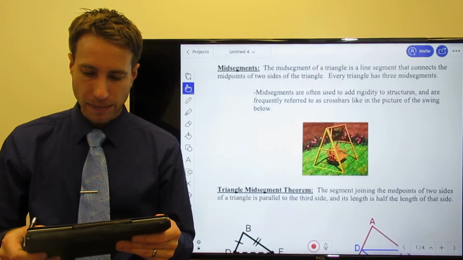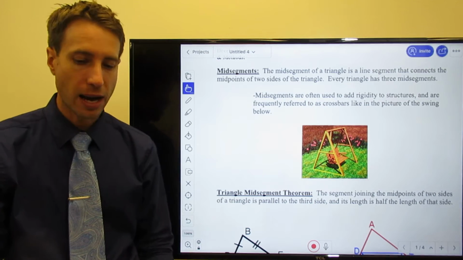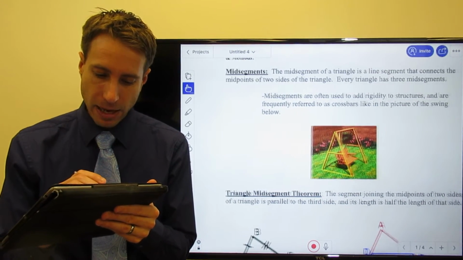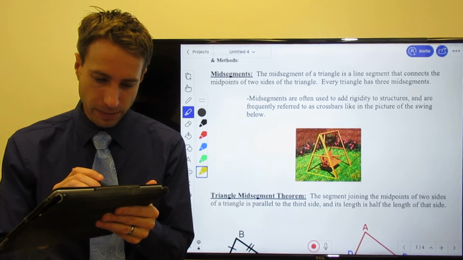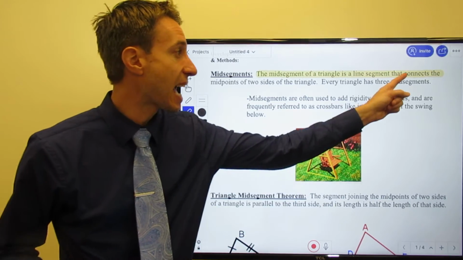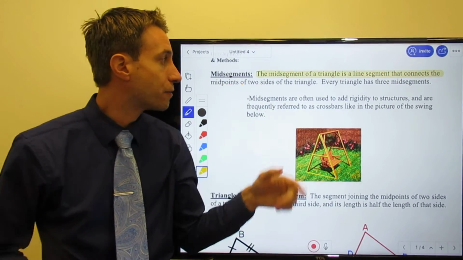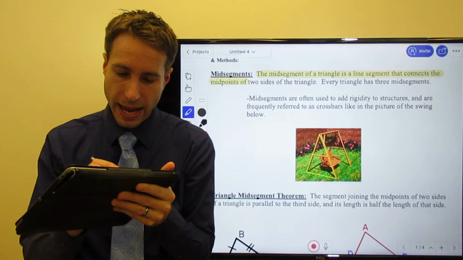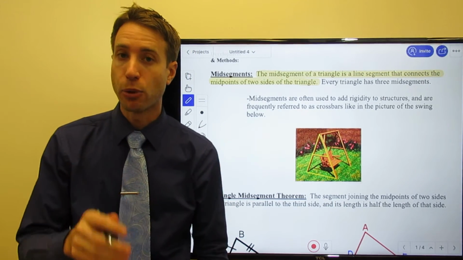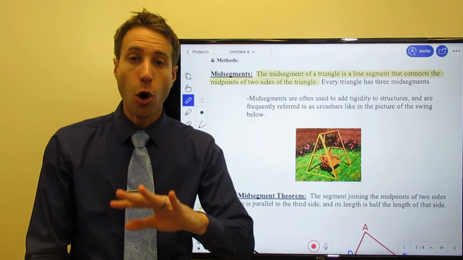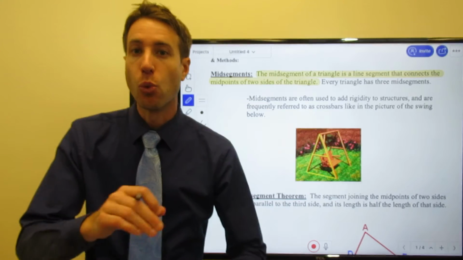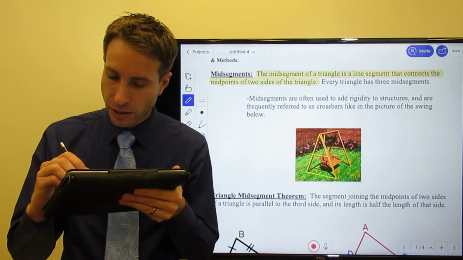First, mid-segment. Really not too tricky an idea. It's simply this. The mid-segment of a triangle is a line segment that connects the midpoints of two sides of a triangle. Now remember, a point of concurrency was where three or more lines intersect. Here's why a mid-segment will not be a point of concurrency.